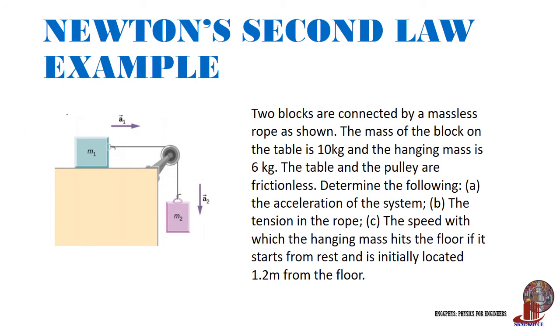An example for Newton's second law is as follows. Two blocks are connected by a massless rope as shown. The mass of the block on the table is 10 kilograms and the hanging mass is 6 kilograms. The table and the pulley are frictionless. Determine the following. A. The acceleration of the system. B. The tension in the rope. And C. The speed with which the hanging mass hits the floor if it starts from rest and is initially located 1.2 meters from the floor.